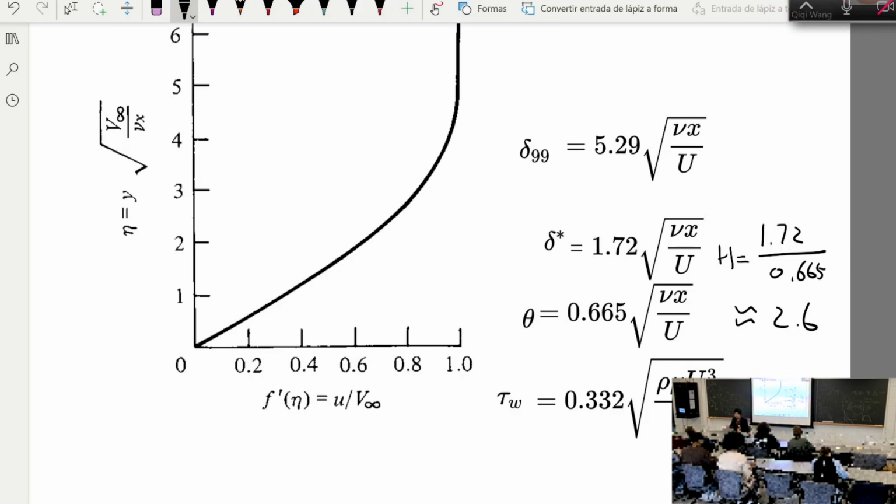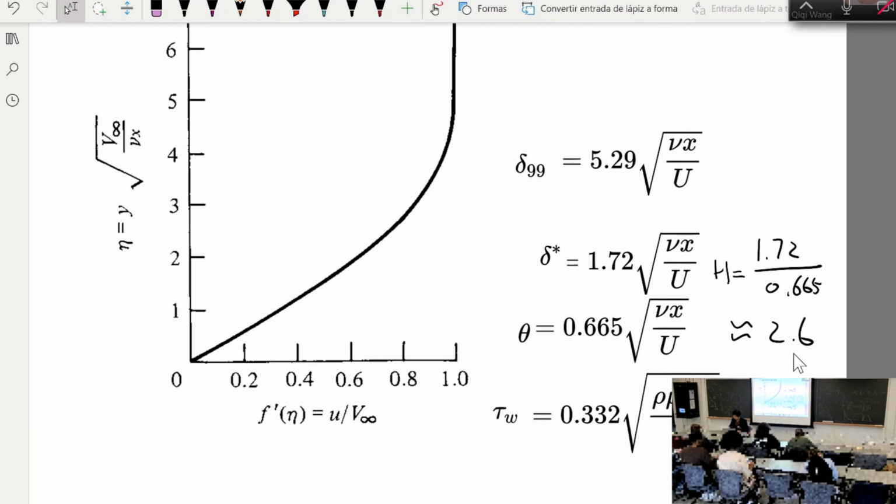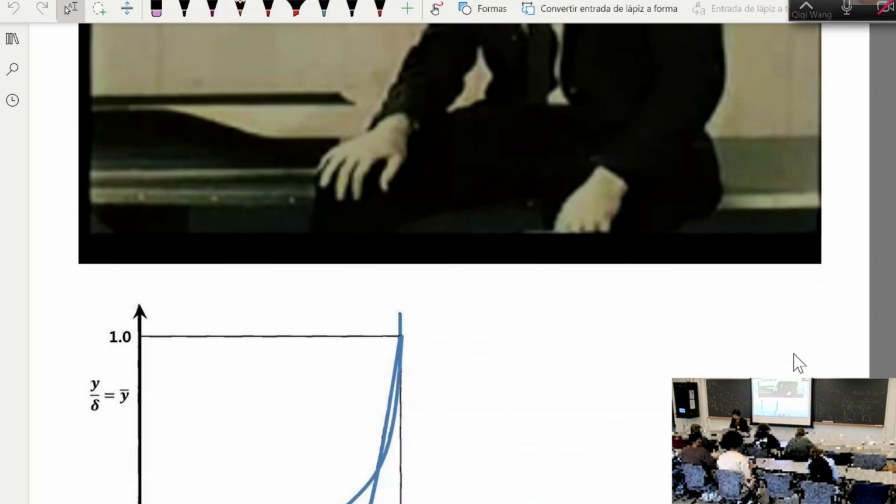That's the shape factor. And the laminar boundary layer has a shape factor typically of 2 point something without pressure gradient influence. When you have a favorable pressure gradient, the ratio is going to decrease. When you have an adverse pressure gradient, the ratio is going to increase. But this is the baseline with no pressure gradient. All right. But then when you have a turbulent boundary layer, things become very different.